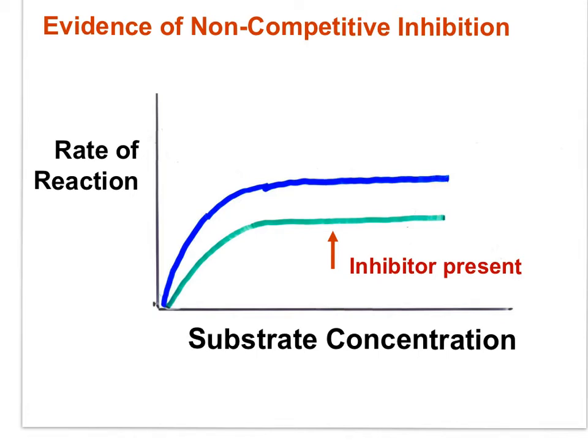Contrast this with competitive inhibition. Review competitive inhibition as need be. The fact that the inhibitor is not competing for the active site with the substrate means that no matter how much substrate is present, the reaction will always display some inhibition, as can be seen here.